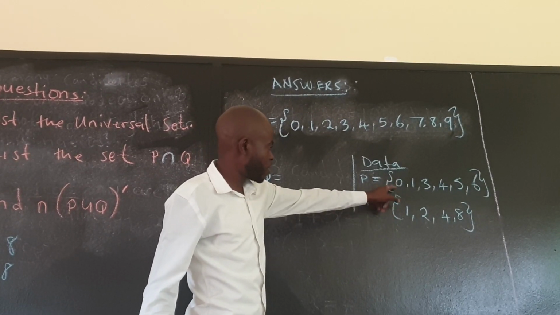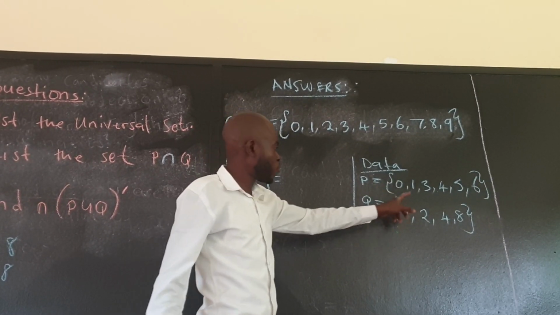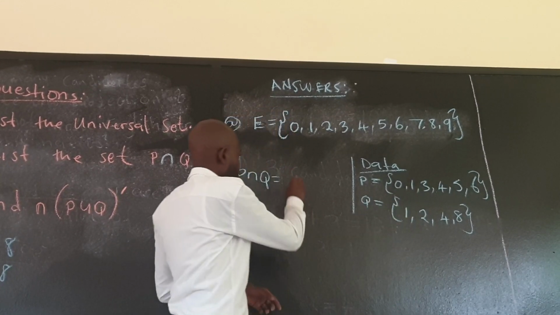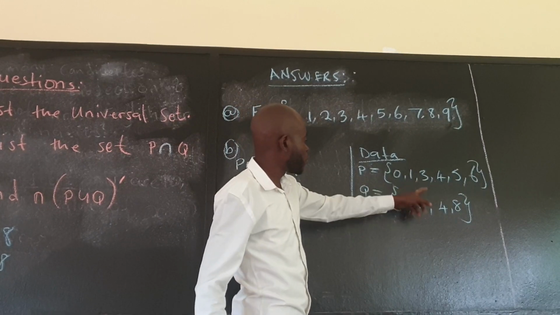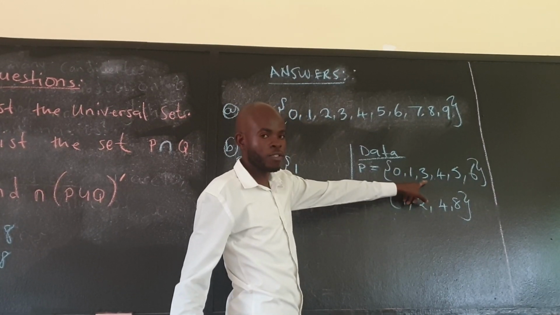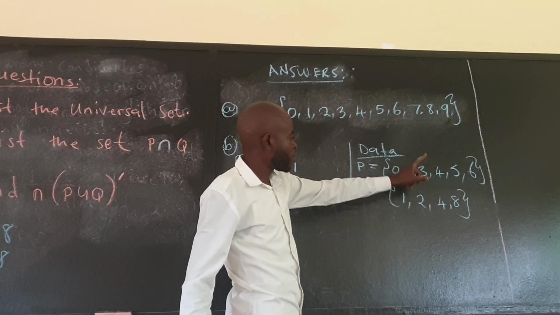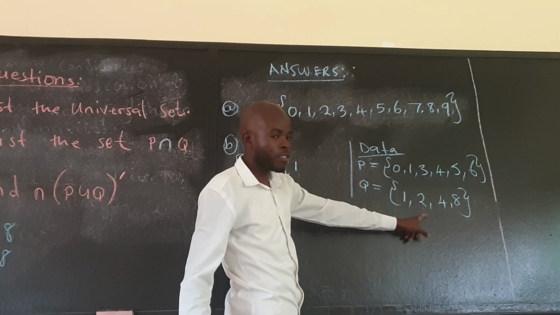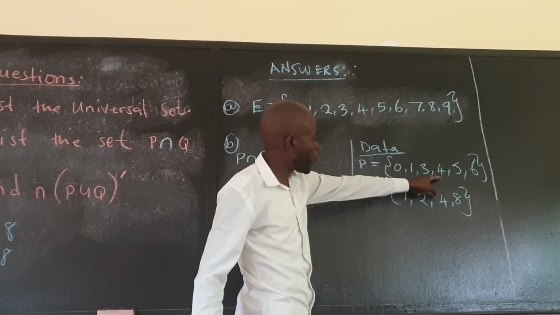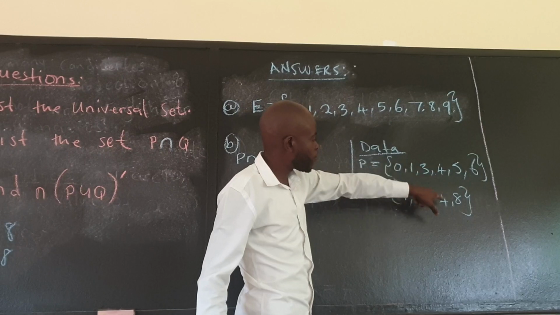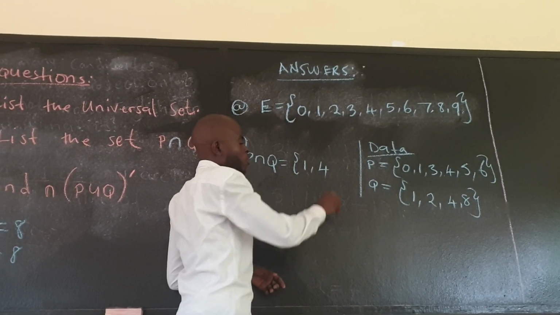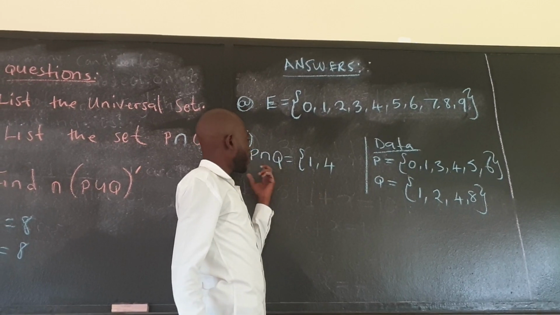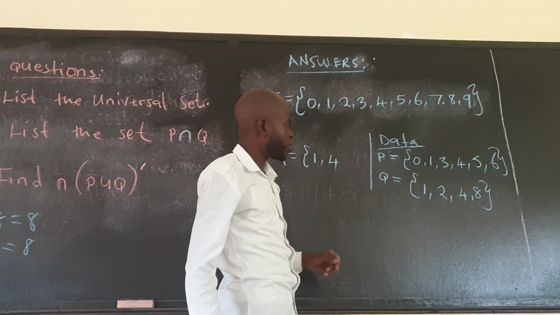When you check 0, here we don't have 0. 1, we have 1 here. So 1 qualifies. We're going to write it there. 2 is here, but it's not there, so it doesn't qualify. 3 is here, but it's not in this set, doesn't qualify. 4, what about 4? 4 is found in both of the sets. So it also qualifies to be under the intersection of these two sets.